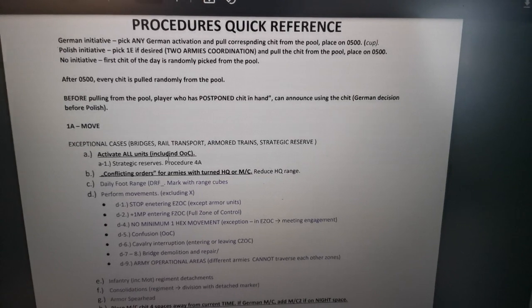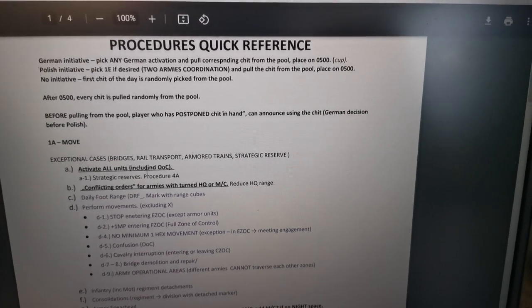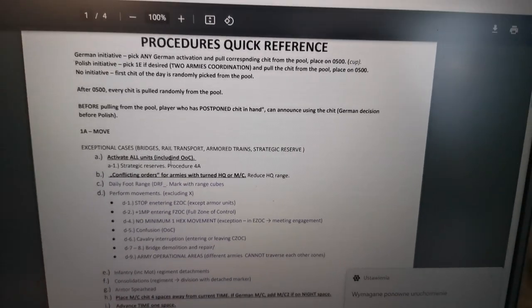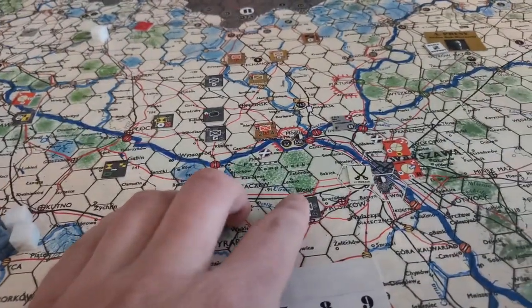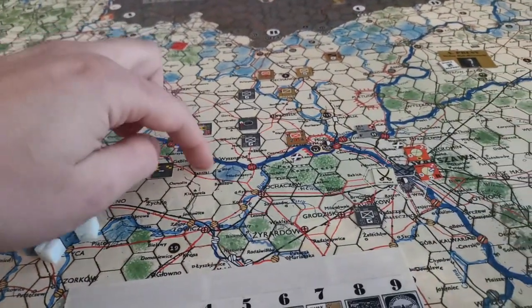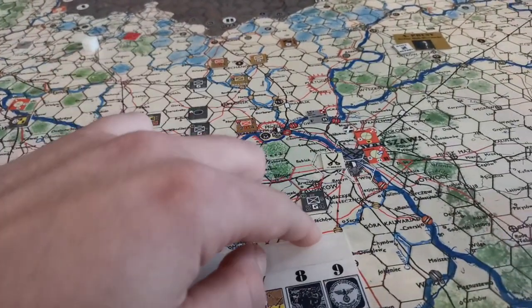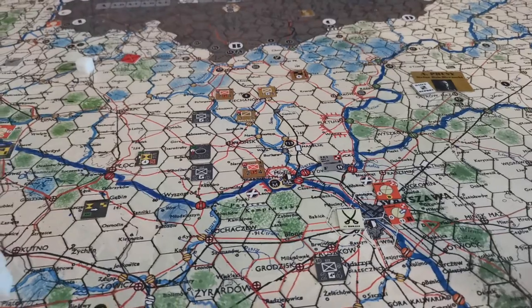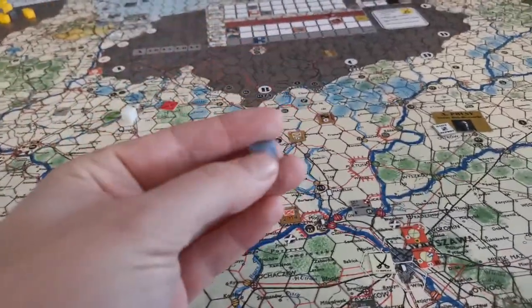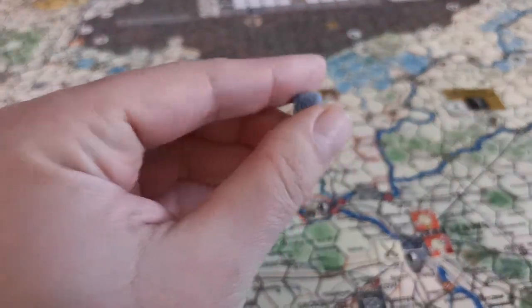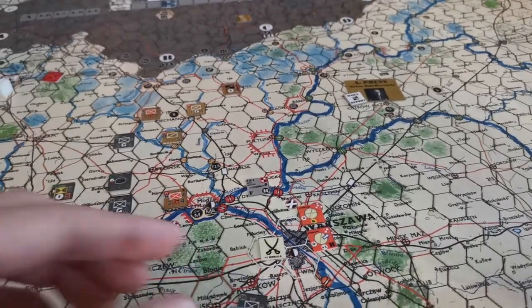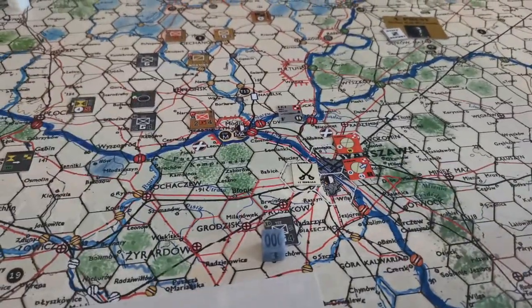B, conflicting orders for armies with turned HQ or move combat, meaning ahead of time token, and reduce HQ range. So let's say this unit is actually 1 hex further. So 1, 2, 3, 4, 5, 6, 7, 8, 9, 10, 11, 12. Let's say that this unit is out of command at the moment. We don't have to indicate this, but on the cubes we have an out of command side, so we can temporarily mark for the record units that are out of command.